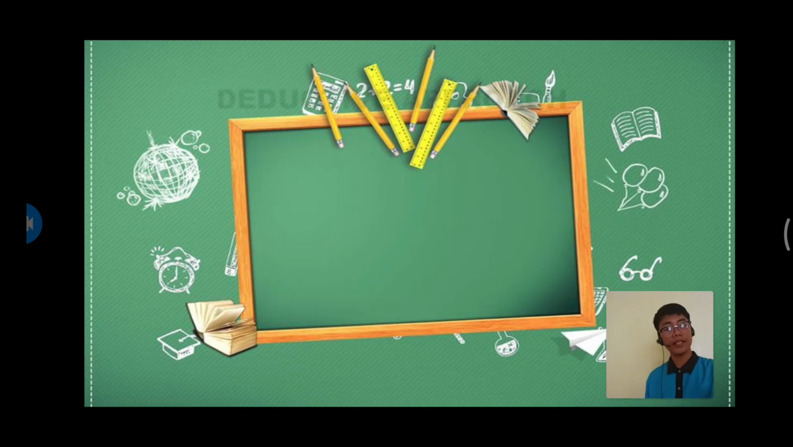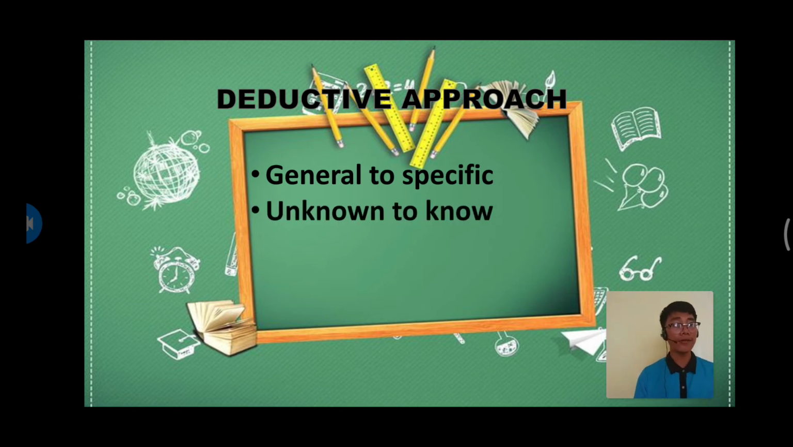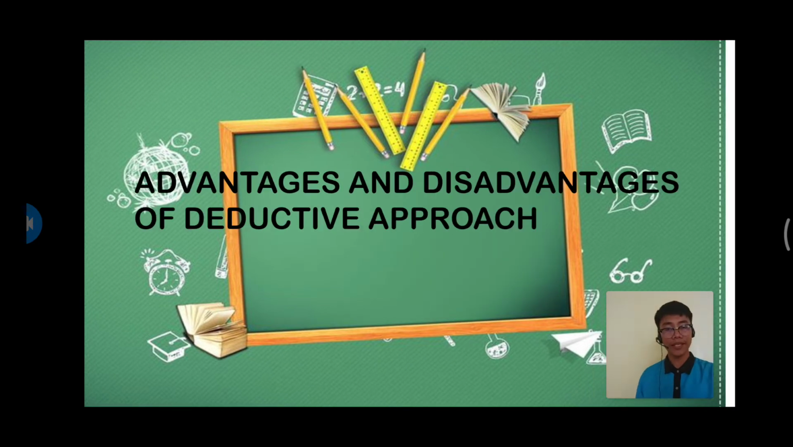Now, the deductive approach proceeds from general to specific. Next is unknown to known, abstract rules to concrete instances, and complex to simple. Now let us talk about the advantages and disadvantages of the deductive approach.